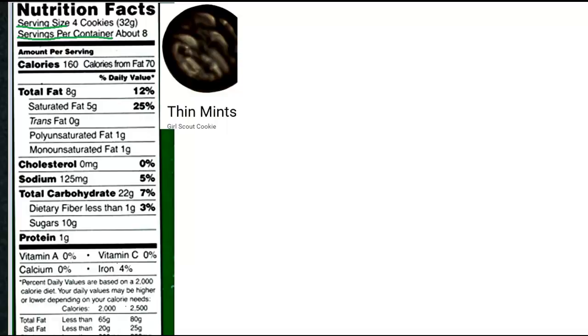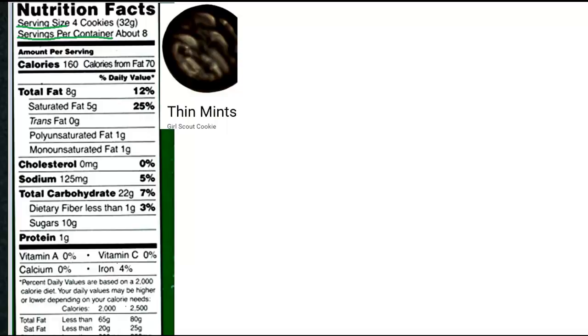So, for example, in this case, we're looking at a box of cookies, and for this nutrition label, one serving of cookies is considered to be 4 cookies. That means that if you eat 4 cookies, you are having 1 serving of cookies. If you eat 2 cookies, it means that you are having less than 1 serving. If you have more cookies, it means that you're having more than 1 serving.